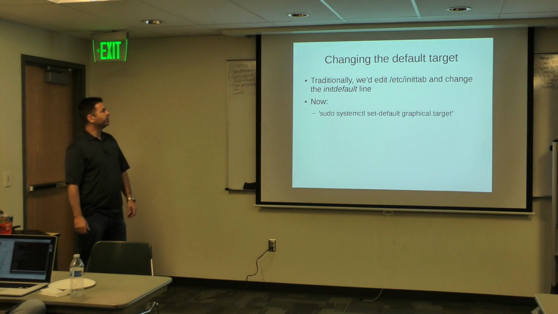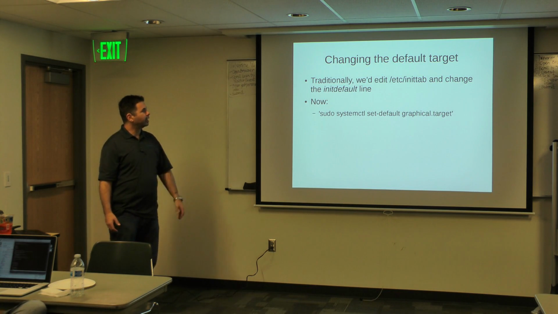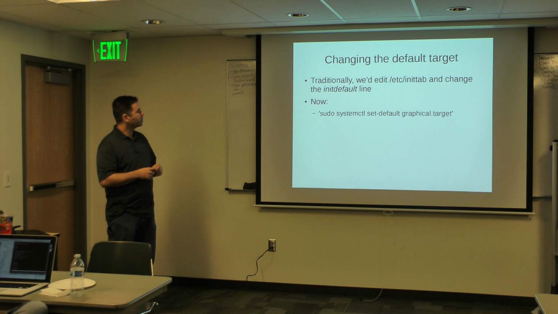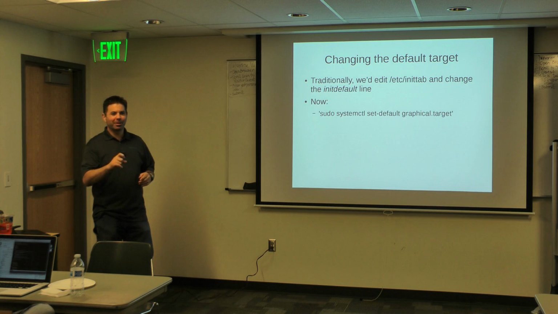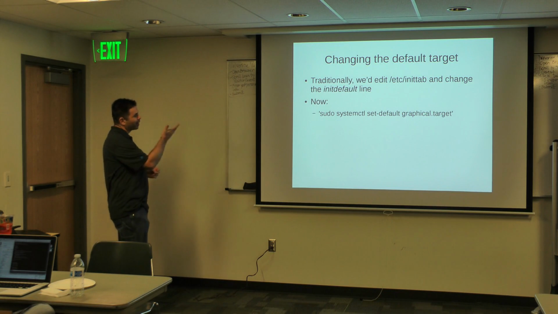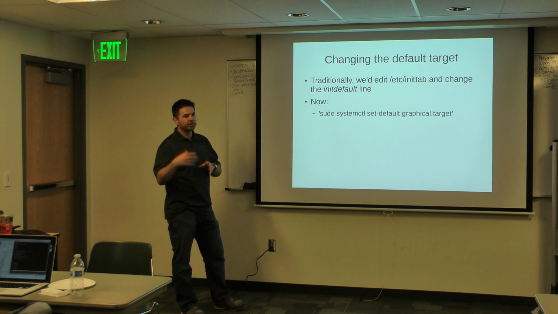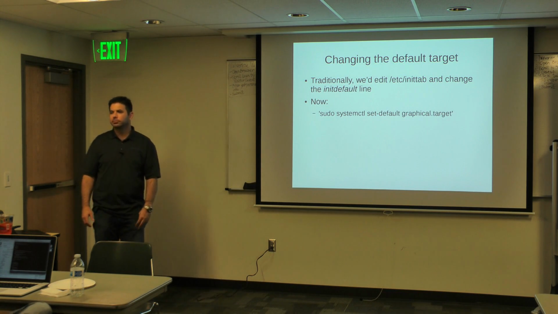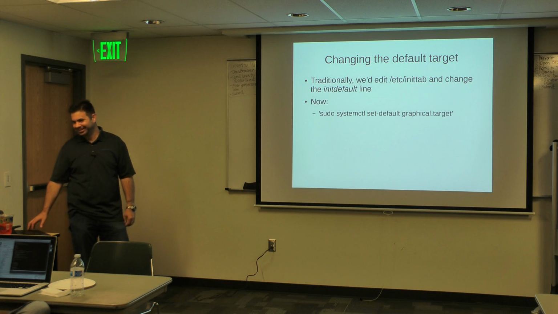Okay, so if you want to change the default target, the old way, you edit the inittab, or you run some graphical system utility that lets you change it. I don't know, what is it that SUSE uses? YaST? You could probably change it in YaST. But in systemd, you just do a systemctl set-default, and then the name of the target that you want to be default. Probably still do it in YaST.